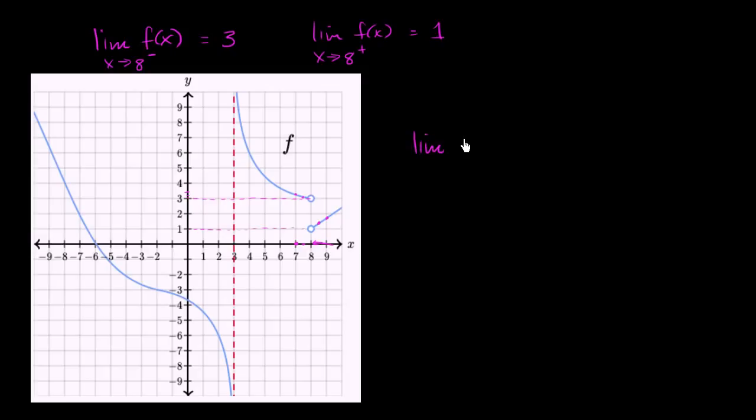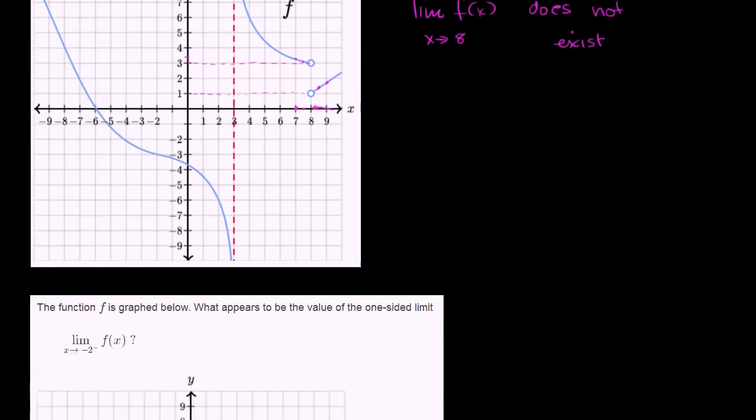The limit of f of x as x approaches 8, because these two things are not the same value, this does not exist. Does not exist. Let's do one more example.